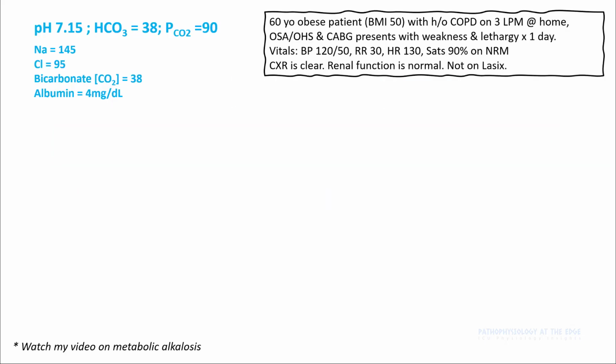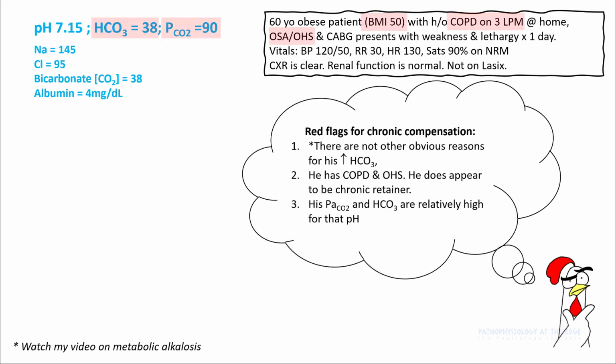So let's do some examples. You have a 60-year-old obese patient with COPD on 3 liters and comes with weakness and lethargy. These are his vital signs and his ABG shows pH of 7.15, bicarb of 38 and PaCO2 of 90. So there are red flags for chronic compensation. His bicarb and PaCO2 are significantly high for the degree of pH. His BMI is 50. He has a history of COPD.